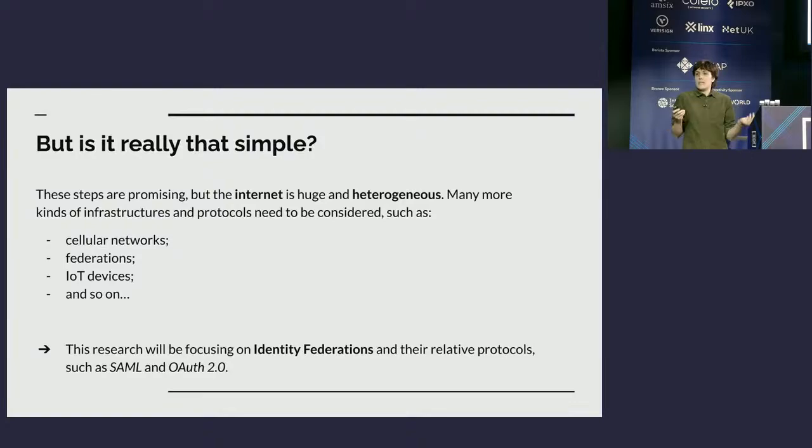But the internet is huge and difficult to manage. So there are many more kinds of infrastructures and protocols that need to be taken care of. So cellular networks, federations, IoT devices, and so much more. In this talk, I will be focusing on identity federations and the relative protocols. In this case, I will be focusing on SAML and OpenID Connect, which uses OAuth 2.0.